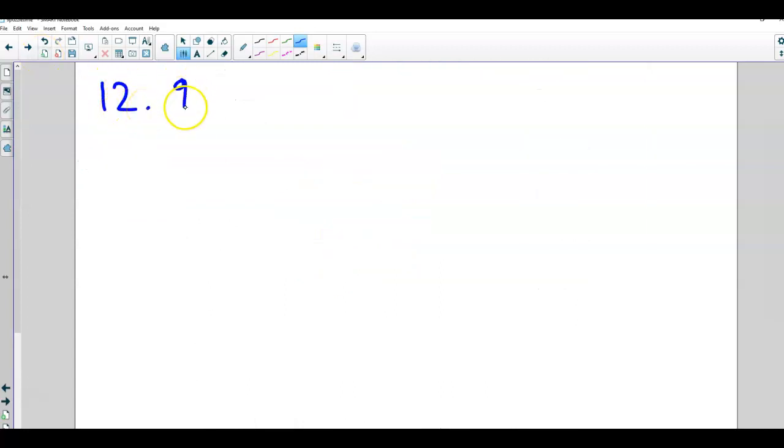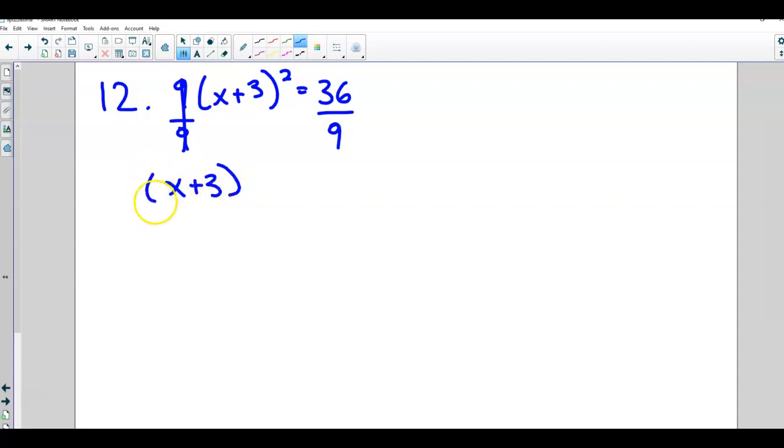Number 12 is 9 times x plus 3 squared equals 36. So we kind of have two choices here. So there's a 9 hanging out in front of the parentheses. I could just multiply that out. Or, since I know that 9 does go nicely into 36, I can just divide both sides by 9 right away. And then it kind of just looks like the last problem we did. So we have x plus 3 squared, and then 36 divided by 9 is 4.